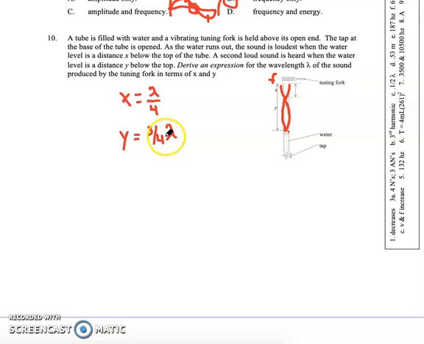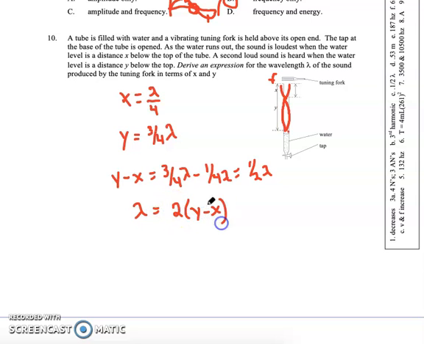Okay, so what are we trying to solve for? Wavelength in terms of x and y. So what I can do is subtract these two equations. I can say y minus x, therefore, is 3/4 of a wavelength minus a quarter of a wavelength, which subtracts to half a wavelength, as I mentioned before. In fact, if you know that fact, you could have gone right to that. And then we can solve for lambda. So lambda is then 2 times y minus x.